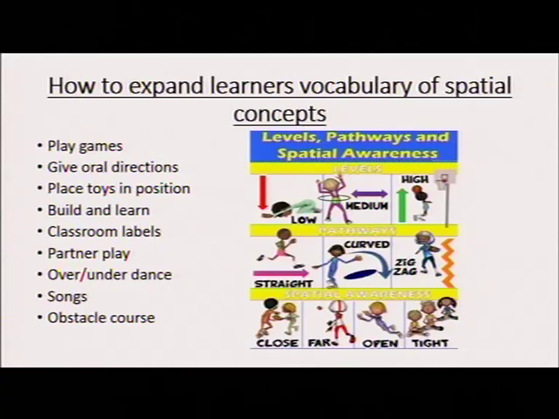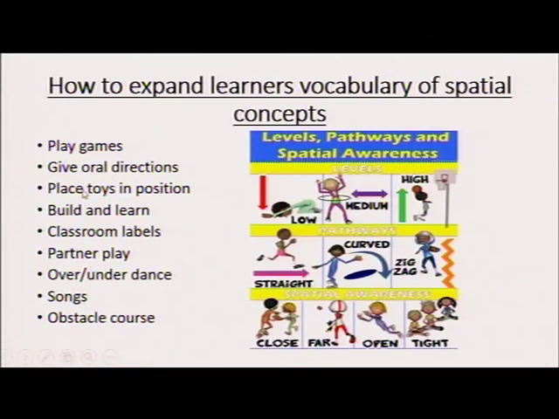Right, here is some vocabulary that I can use to help my learner with the concepts of spatial awareness. I can play games, like in this picture. I can ask my learner to go low, to go high, to go close, to go far, to open the arms. Those are all games or oral directions that I can give my child. I can place toys in position. I ask the learner to put the toy on top of the table, under the table, far from the learner, near to the learner. Those are all vocabulary that I can use to help my learner with spatial awareness.